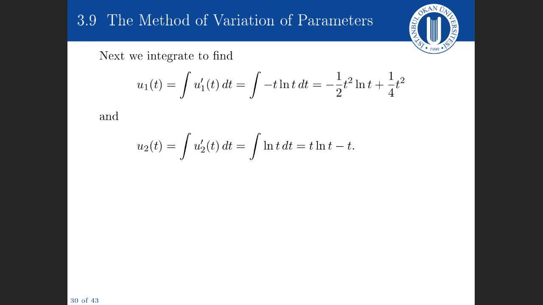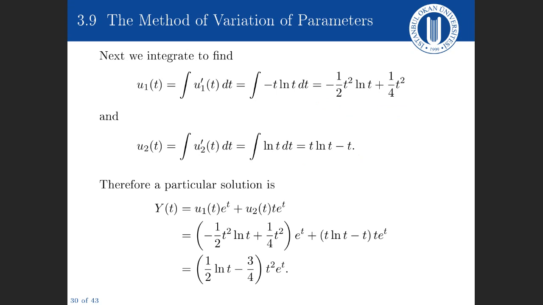Use your first year calculus to check that the integral of minus t ln t is minus a half t squared ln t plus a quarter t squared. That's integration by parts. And you will recall that the integral of ln t is t ln t minus t. And then we're almost finished. Now we know u1 and u2, all that remains is to write down the particular solution and then simplify it a little bit.